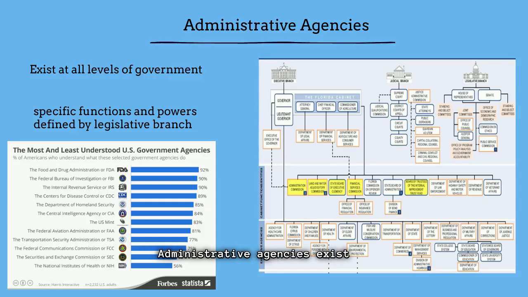Administrative agencies exist at all levels of government. These agencies have specific functions and powers. In fact, when Congress or state legislature or local government gives powers to an agency, it broadly defines the task and responsibility that they have been given that enables them to perform their functions.